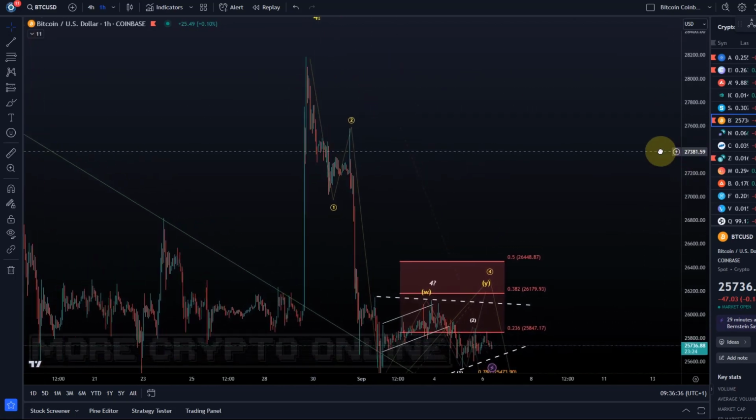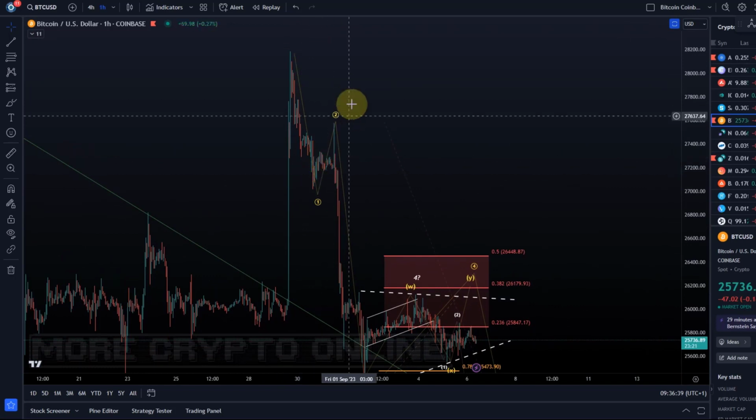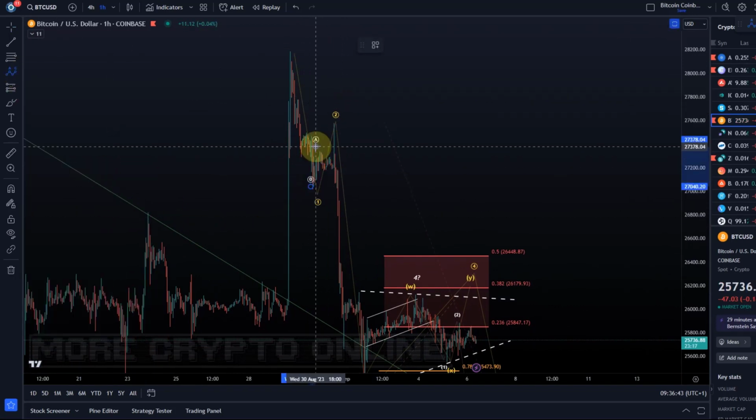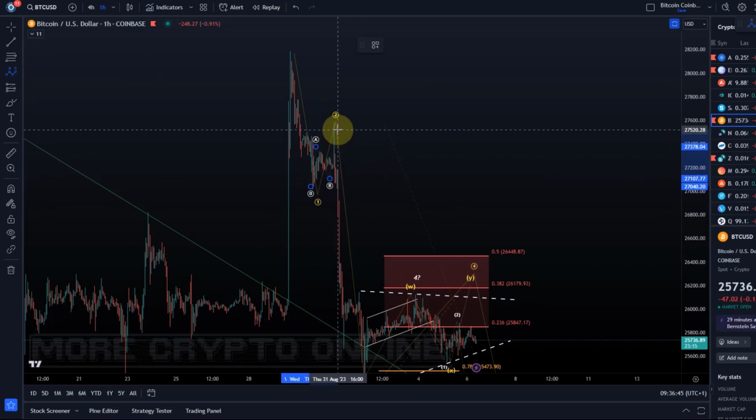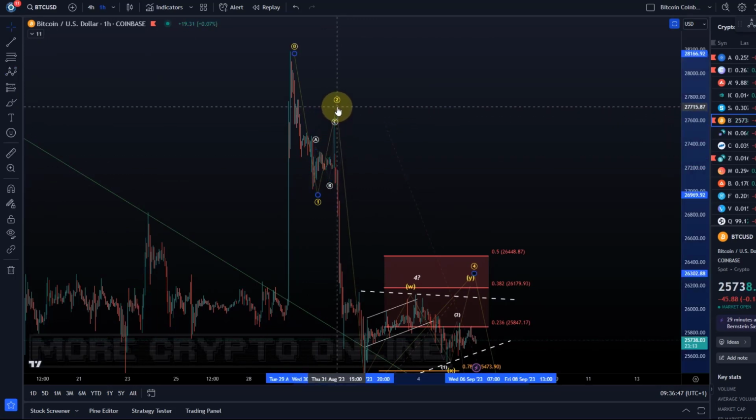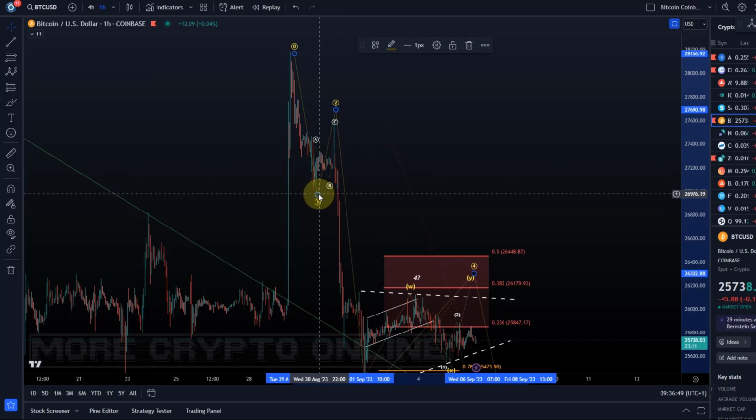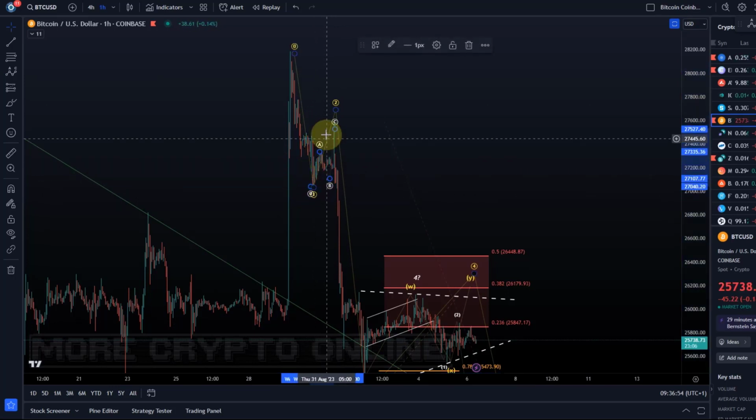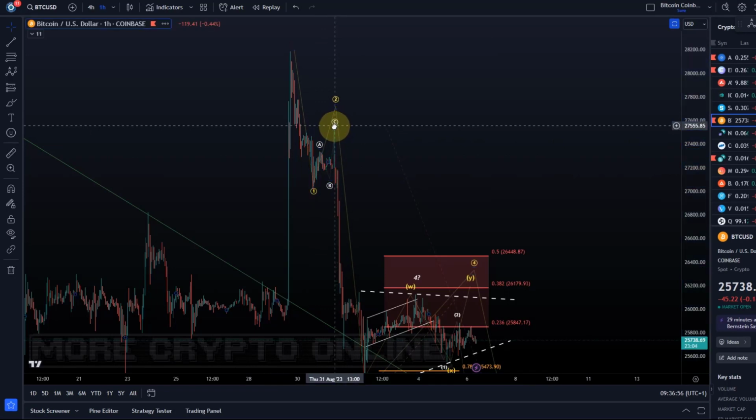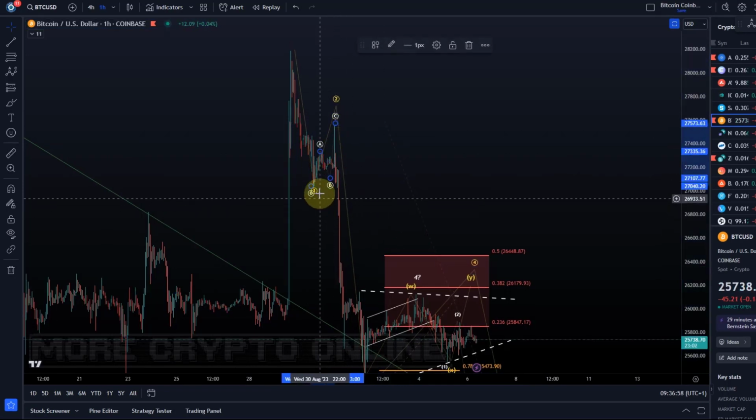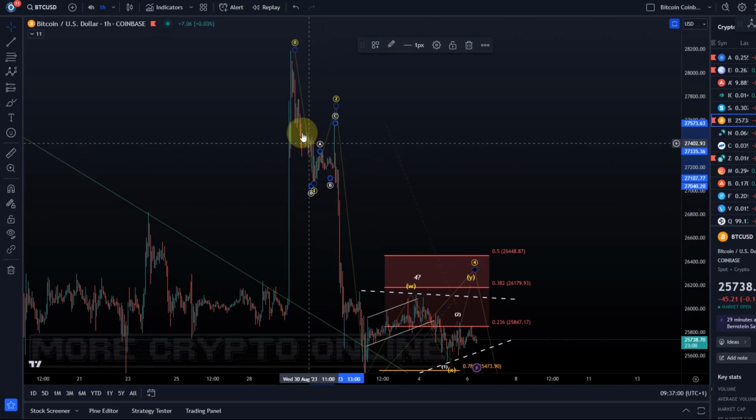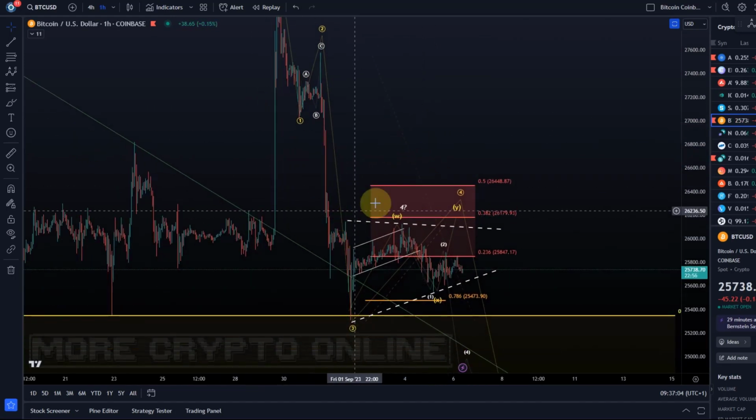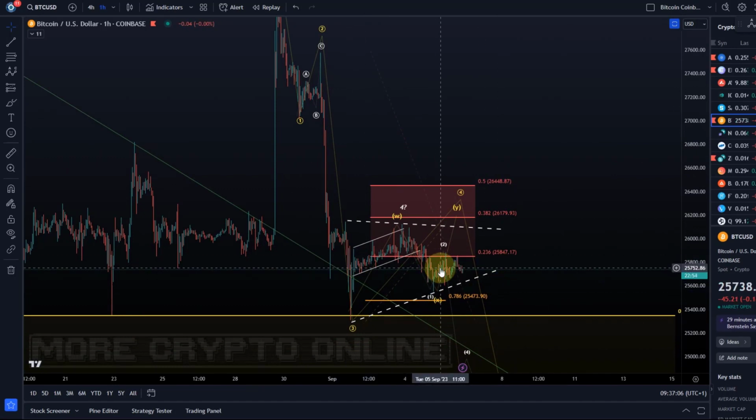But this wave 2 was a so-called sharp correction. Can you see that? It's a so-called zigzag structure. So in this scenario, you have a so-called 5-3-5 pattern. The C wave seems to have been an impulse. So it's a so-called sharp correction that often happens in a wave 2. When that happens, then you get a so-called sideways correction in a wave 4.